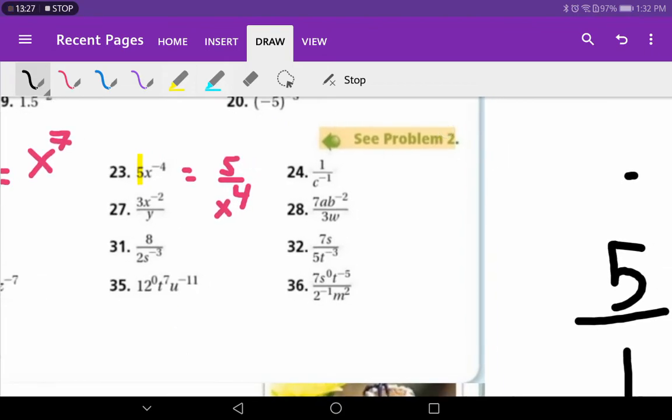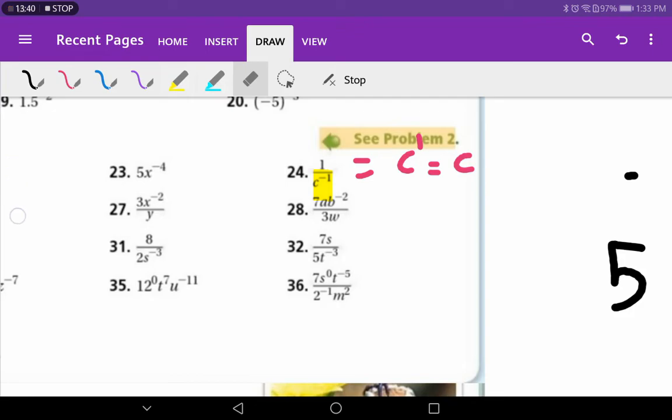Now here 24, just change the position. It is down, make it up. So it equals c with power 1, and this is equal to c. Okay, my dear students, let us continue.